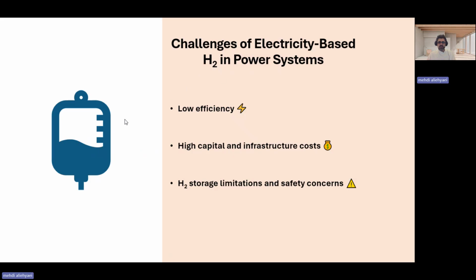For example, the first one is low efficiency due to energy losses in the electrolyzer, storage, and reconversion, and also high capital and infrastructure cost because of the cost of the electrolyzer, storage system, fuel cell, and grid upgrade, and also H2 storage limitation and safety concern because of the high pressure, cryogenic requirement, and the leakage.